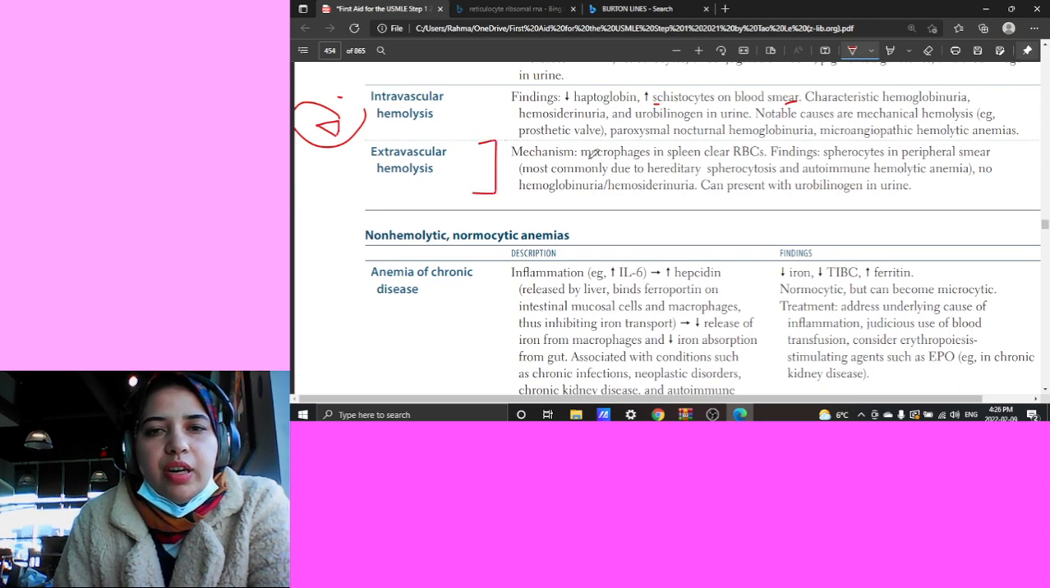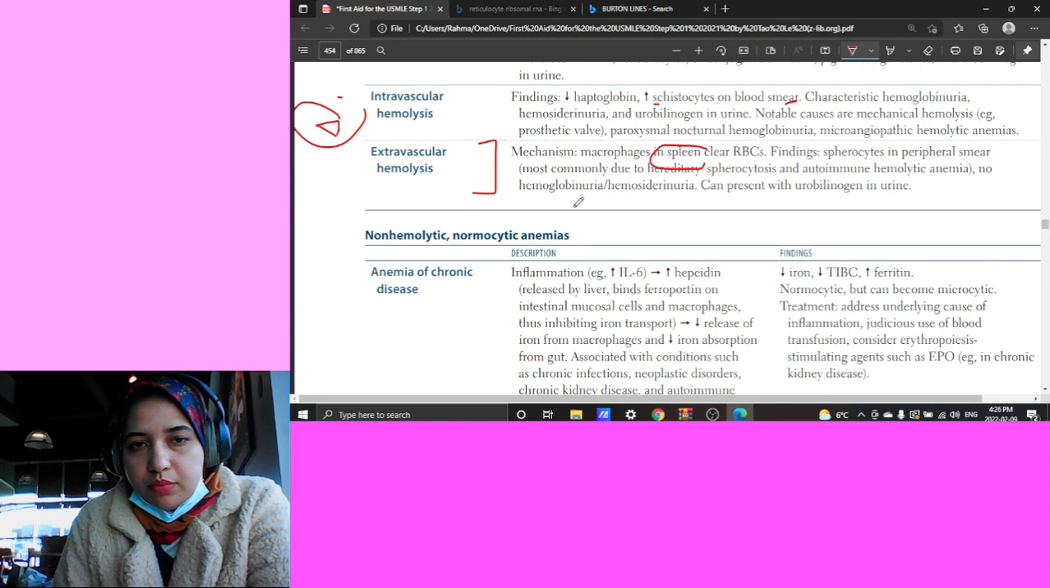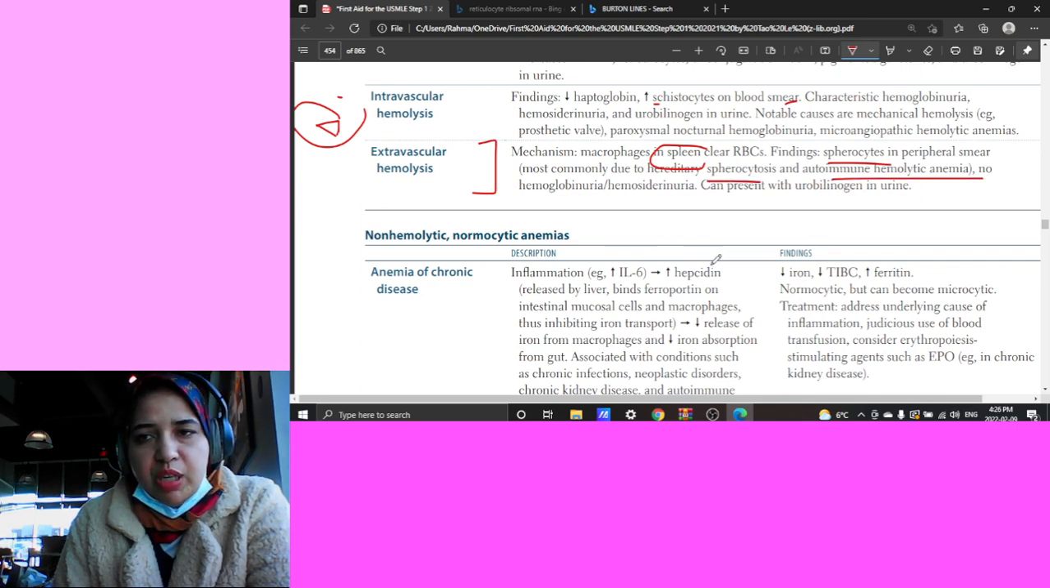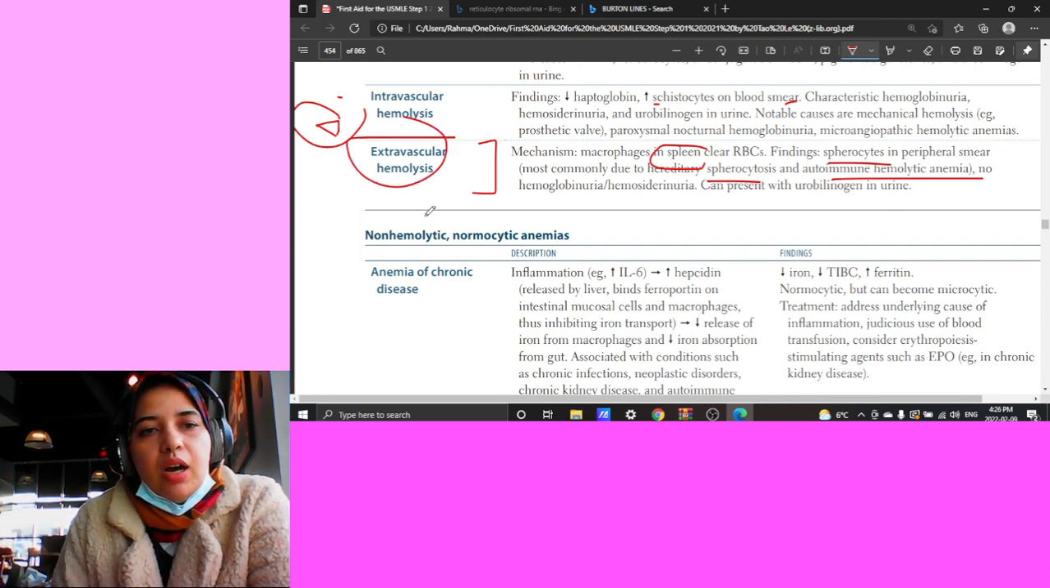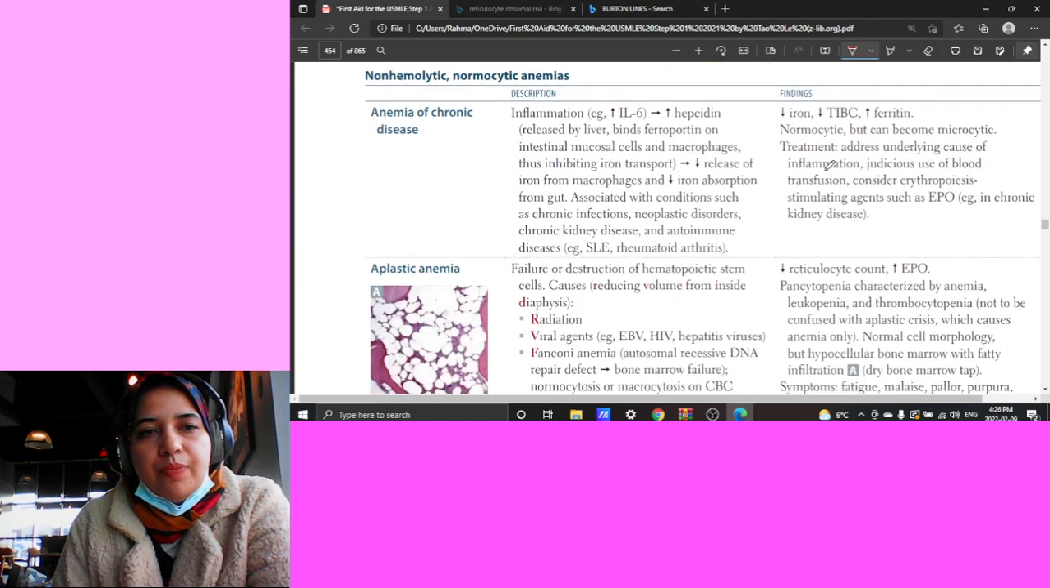Extravascular hemolysis is occurring within the spleen. That's important. So as a result, you're going to have splenomegaly. Findings are going to be spherocytes in the peripheral blood. This is mostly found in hereditary spherocytosis and autoimmune hemolytic anemia. This is important because they might ask what type of hemolysis is happening: extravascular hemolysis, seen with hereditary spherocytosis and autoimmune hemolytic anemia.